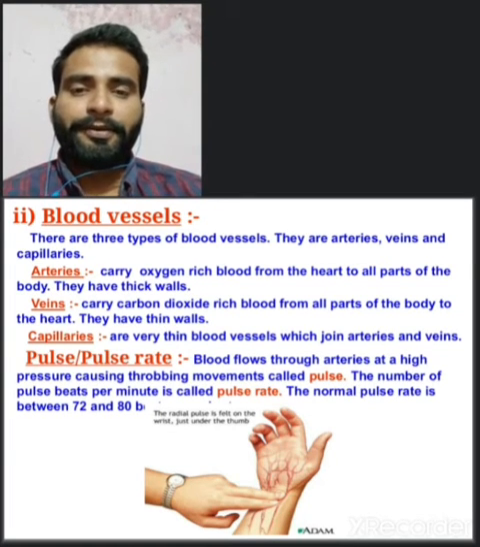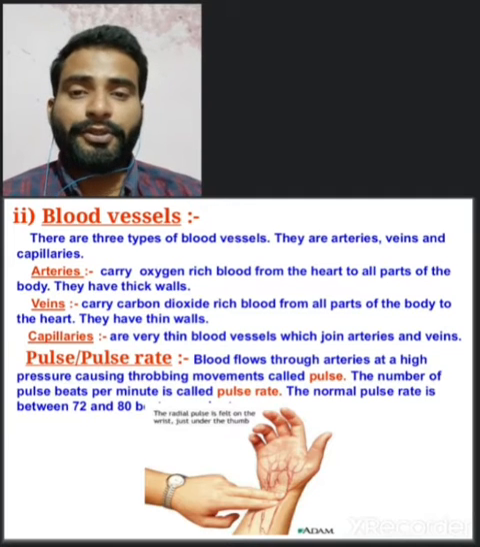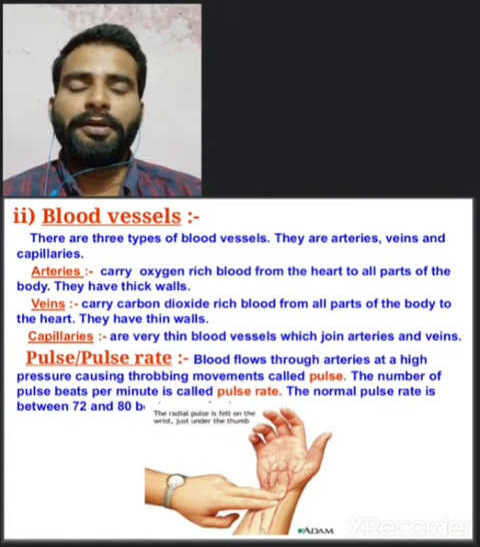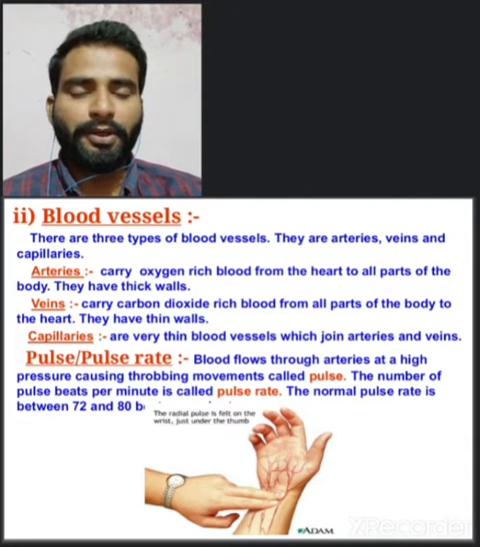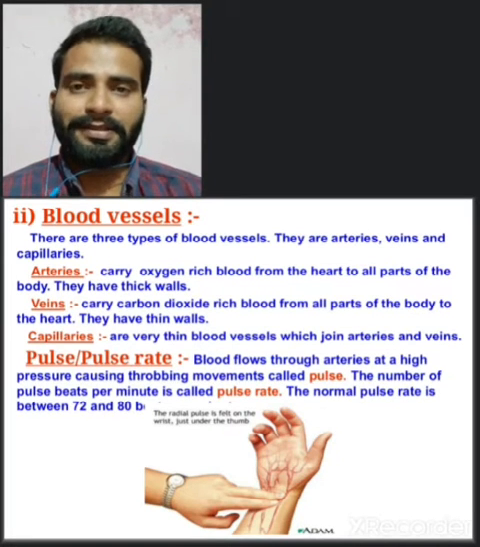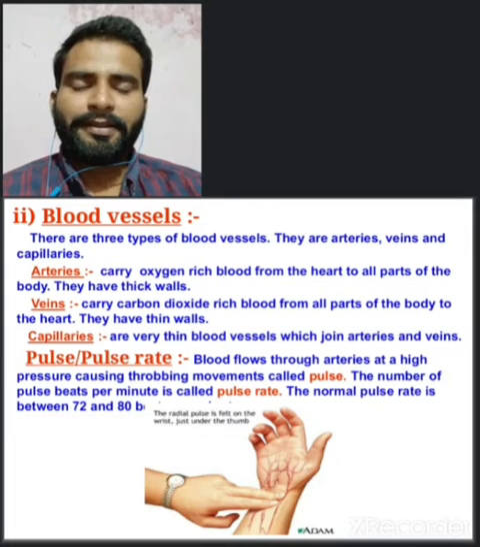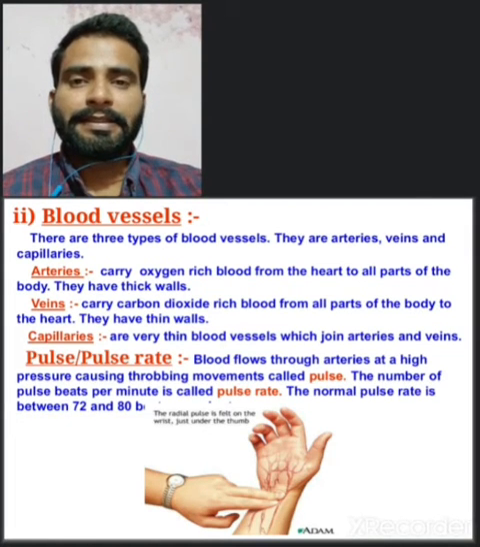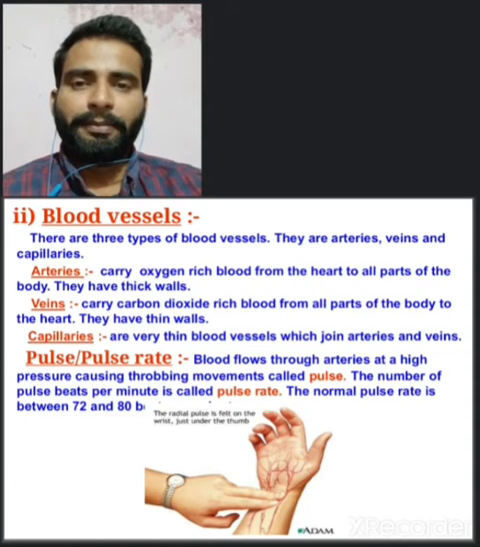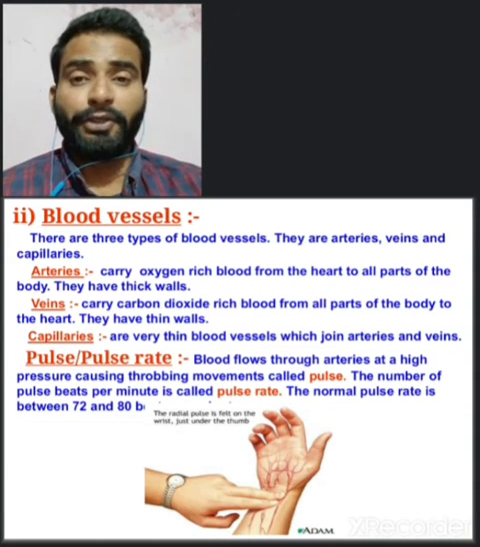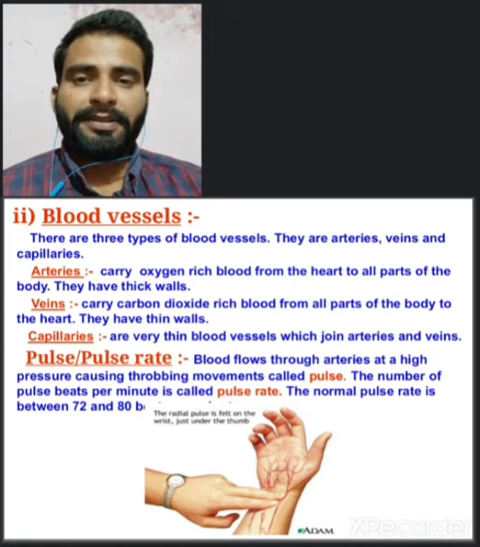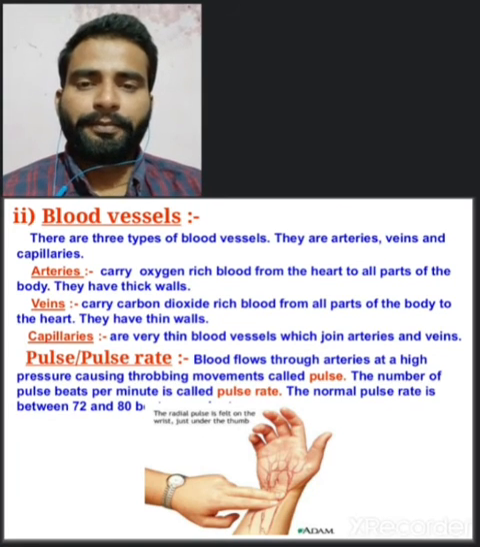Pulse and pulse rate. Blood flows through arteries at high pressure, causing a throbbing movement called the pulse. The number of pulse beats per minute is called the pulse rate. The normal pulse rate of a human is about 72 beats per minute.